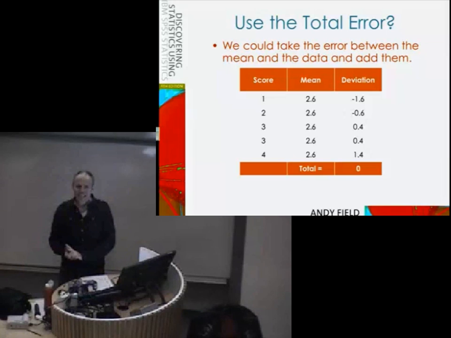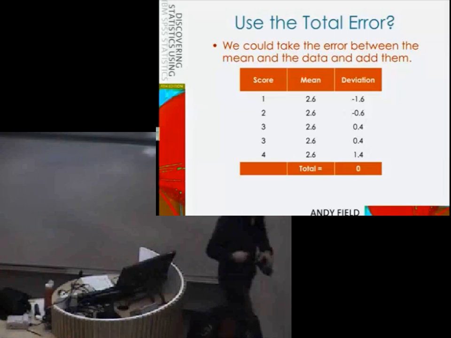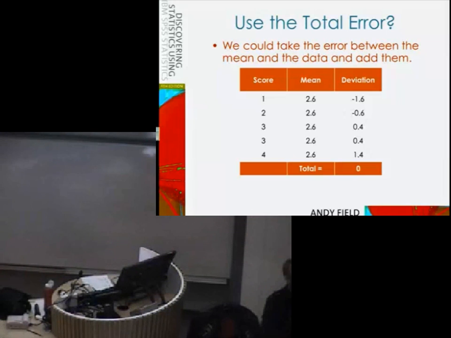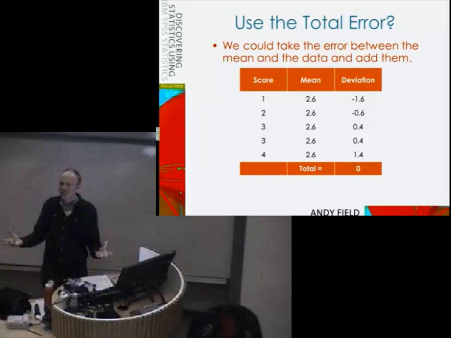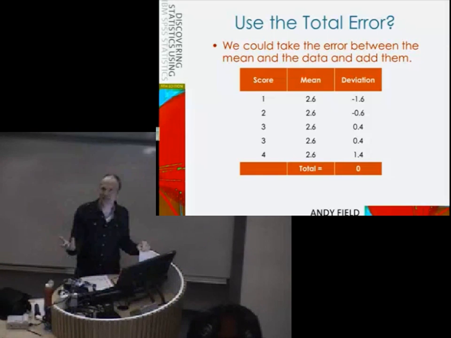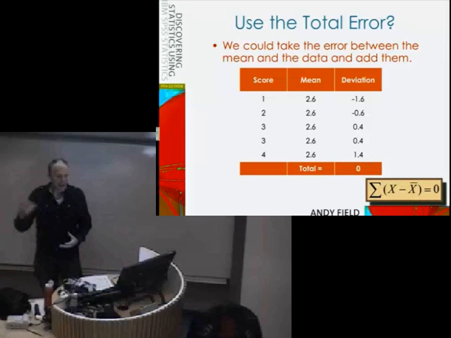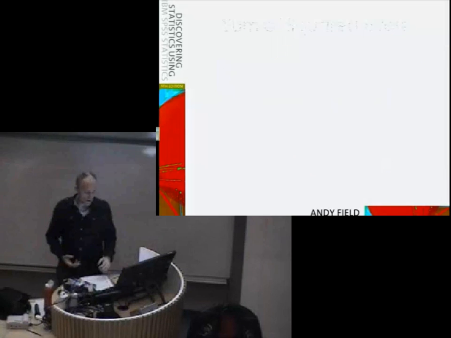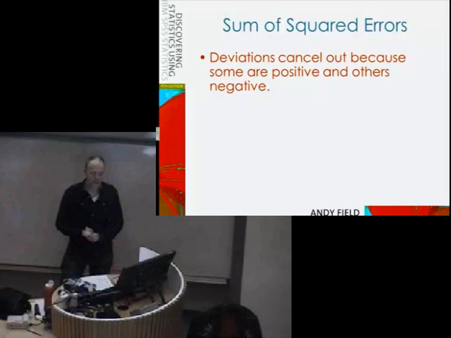So does anyone know what we do instead? Yeah, well done. We square them. Squaring gets rid of the pluses and minuses. Now, squaring is just one way you can get round this. There are other things you can do, but this is what gets done most of the time. So rather than using the sum of errors, we use the sum of squared errors. To get over the problem of deviations cancelling out, we square them and then we add them. And this gives us what's known as the sum of squared errors.